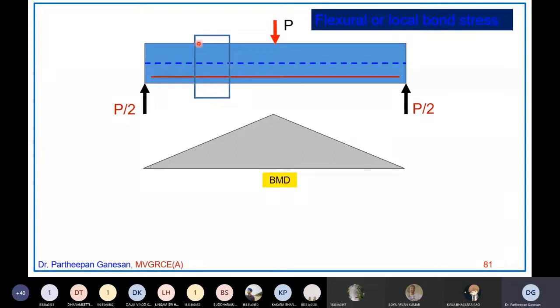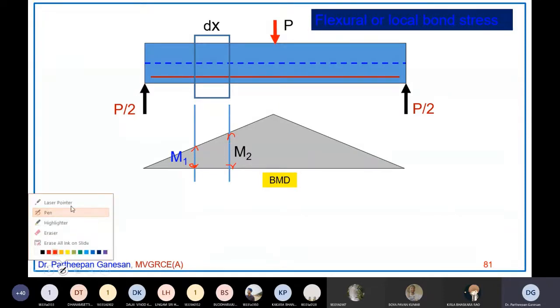Now, if I take a small element here, at this section, the element length is dx. The bending moment is M1 here. So M1 is only this much, from here to here. Now M2 is here. So over the small length dx, this end is experiencing tensile bending moment M1, and this end is experiencing bending moment M2.